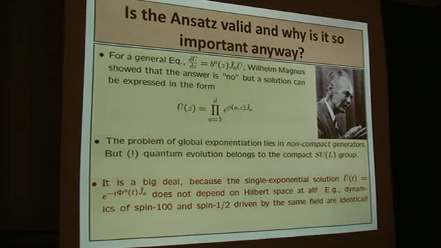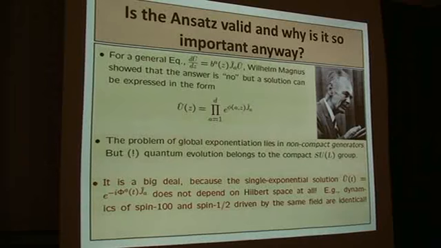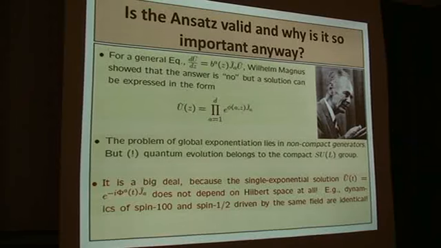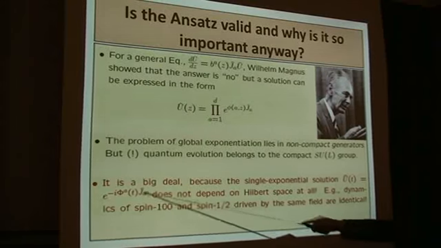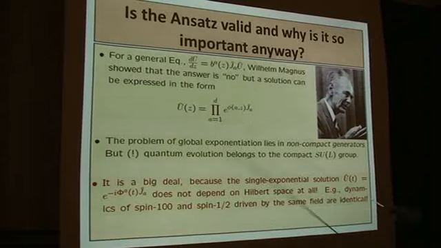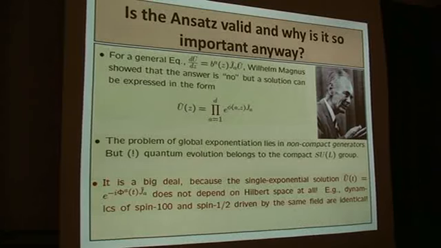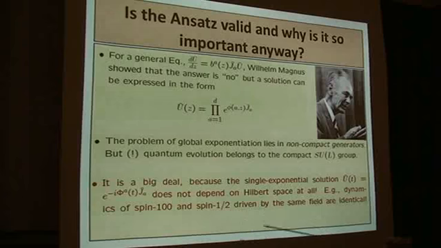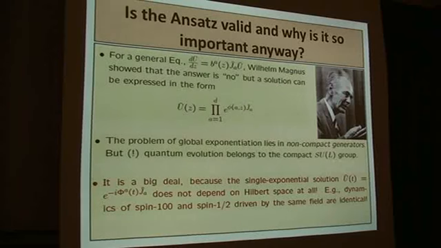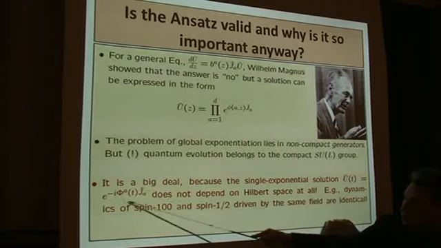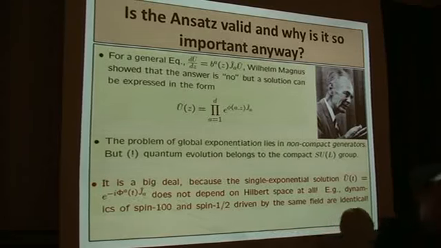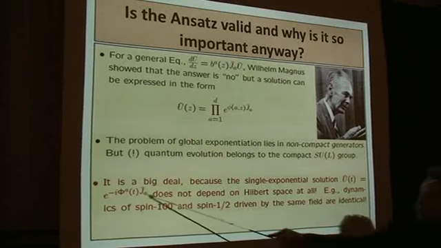For example, if you have a spin that is driven by some magnetic field, these generators will be basically Pauli matrices, sigma x, sigma y, sigma z. Or you can have, I don't know, spin 100, in which case it will be 100 by 100, or whatever it is, these matrices. If the magnetic field is the same, the generators won't really depend on the representation. So this is a completely invariant object.